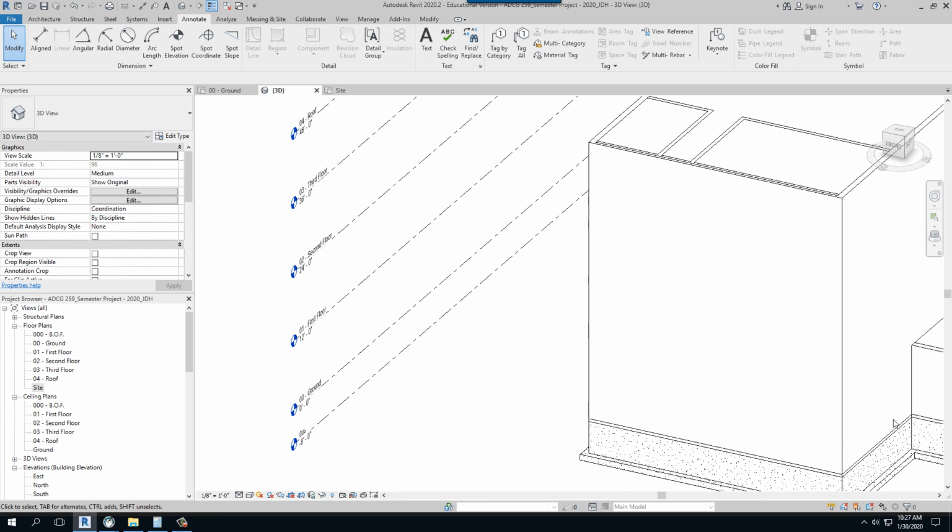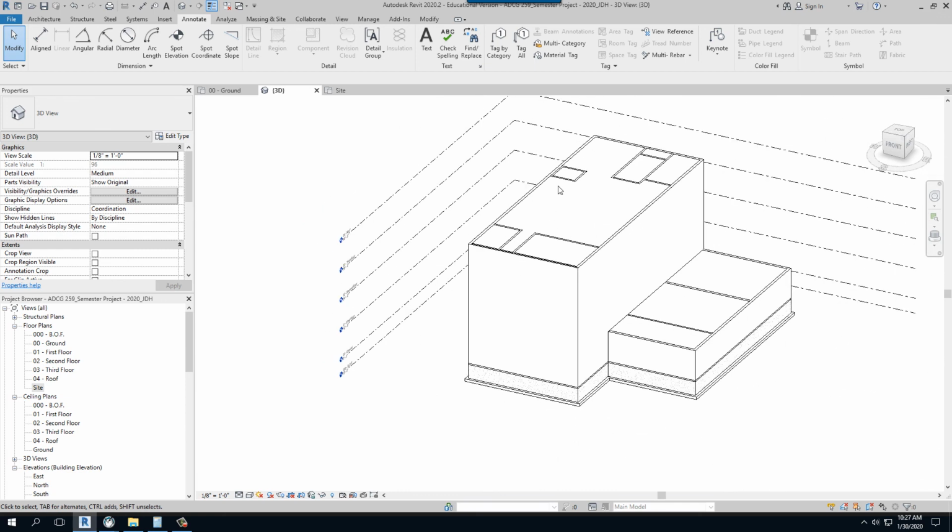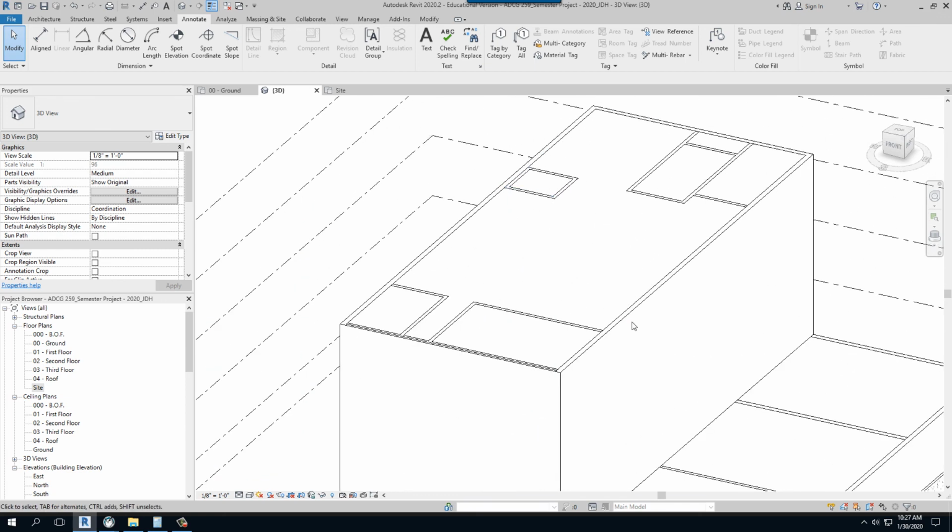Okay, so we'll go ahead and stop this video, and the next time we get in, we're going to talk about steel in our elevator shaft, and also where else we might need some steel in this building in our next lecture.